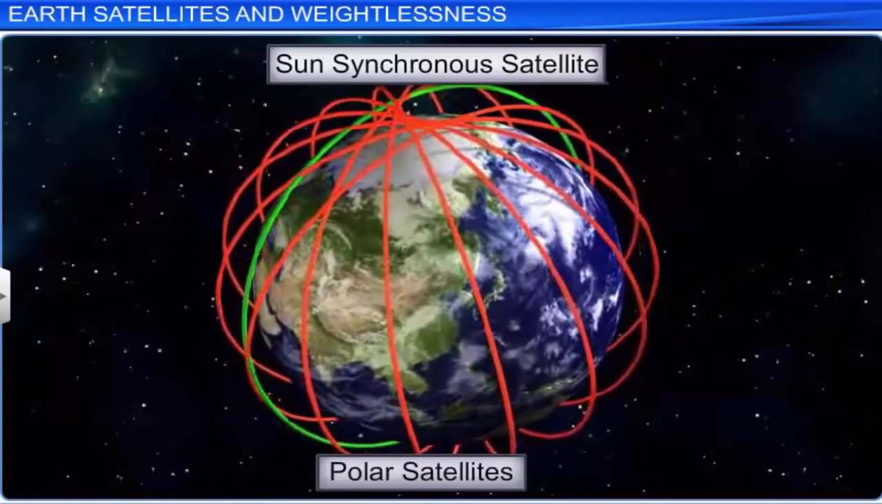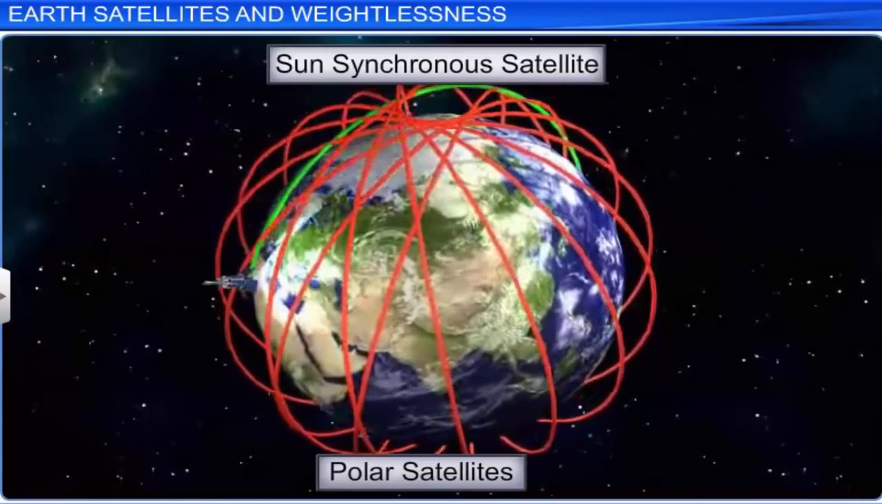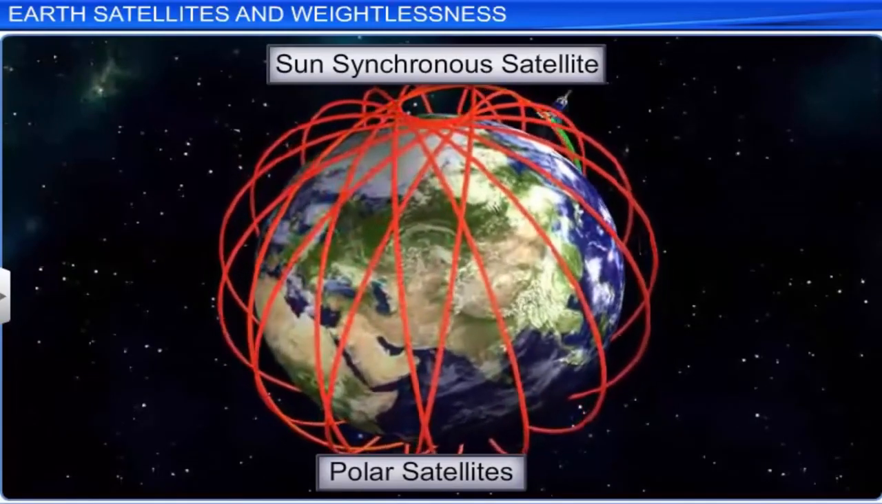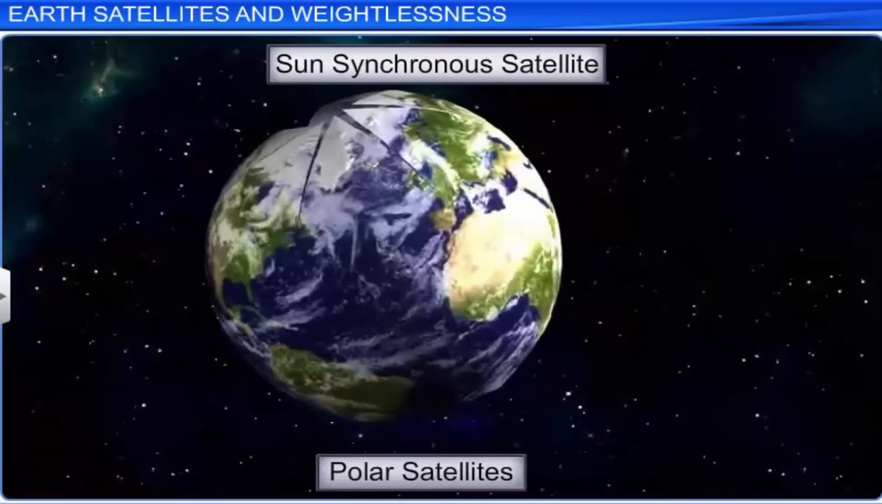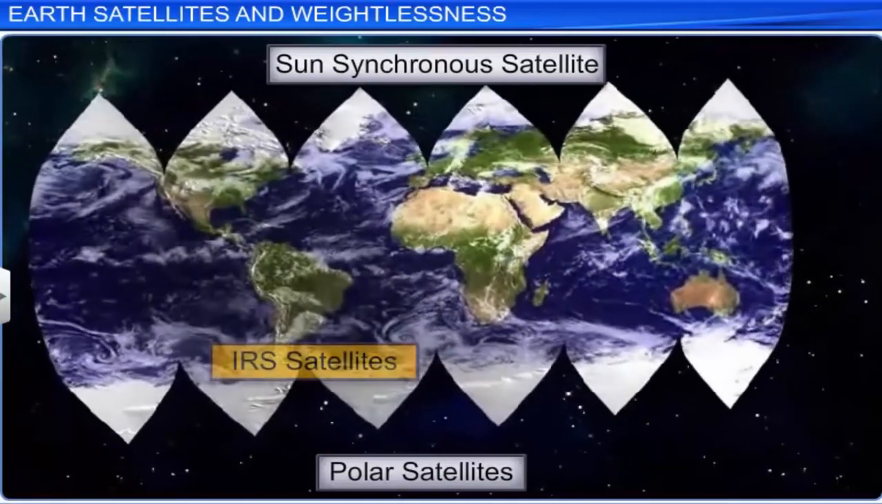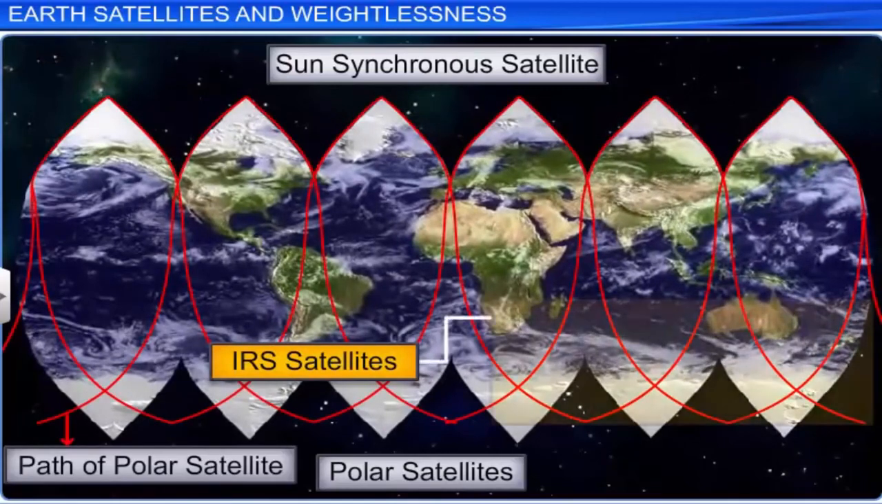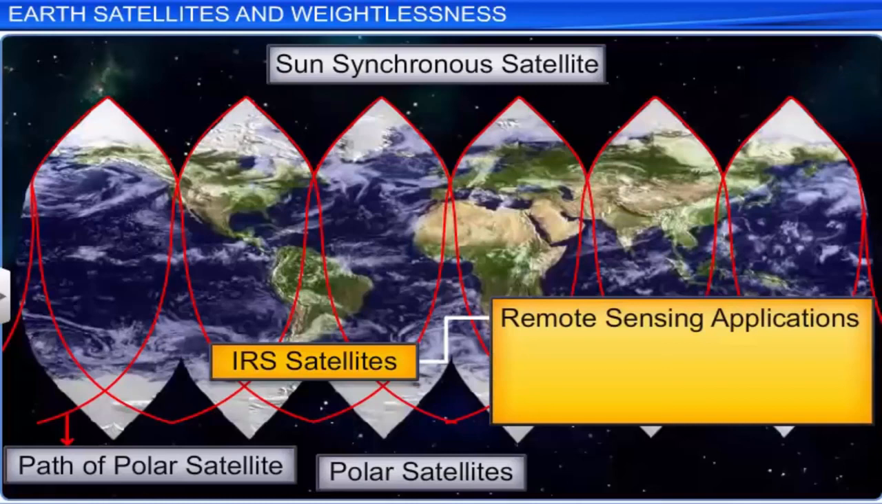Indian Remote Sensing satellites, generally referred to as IRS, which are used for remote sensing applications, environmental studies, weather analysis, forecasting, and similar applications, are examples of polar satellites.